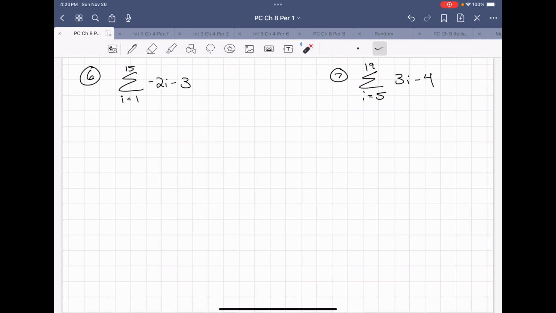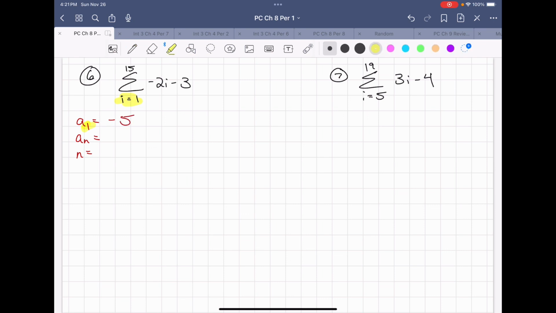So arithmetic sequences, sigma means sum it up. So arithmetic, because this looks like the equation of a line, it's a linear equation. Both of these are linear. Arithmetic sequences, I need to know the first term, the last term, and how many terms I am adding up. The index tells you what to plug in to get your first term. So I'm going to plug in 1. Negative 2 times 1 minus 3 is negative 5.